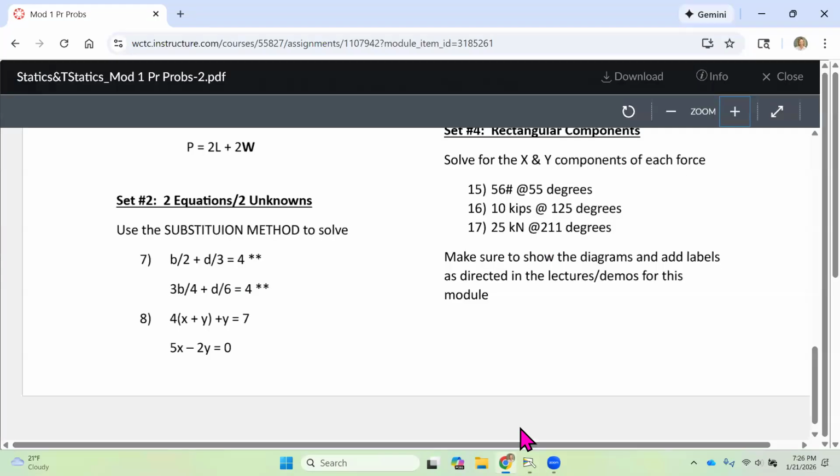All right. Okay, let's look at number 8. We go back over here. It's going to be these 2 equations. So we've got 4 times x plus y is equal to 7. Now, in this case, we need to distribute that 4, so that we can then combine the y's, all right?